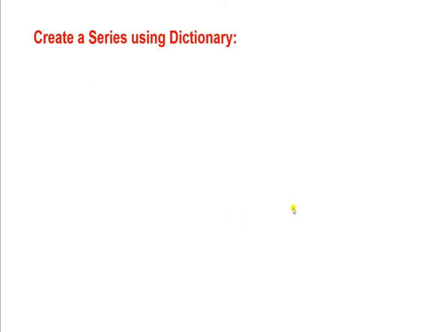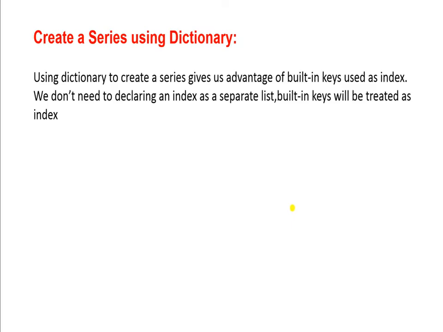Second, next is creating a series using a dictionary. Now we have to create a series using a dictionary. Using a dictionary to create a series gives us the advantage of built-in keys used as index.